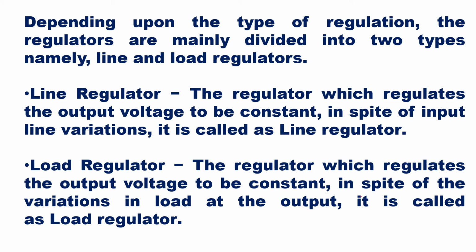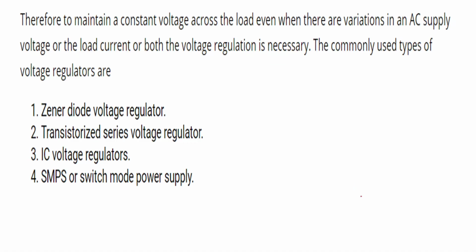A line regulator is a regulator which keeps the output voltage constant in spite of input line variations. Similarly, a load regulator keeps the output voltage constant in spite of variations in the load at the output. Therefore, to maintain a constant voltage across the load when there are variations in the AC supply or the load current, or both, voltage regulation is necessary. The commonly used types of voltage regulators are as follows.